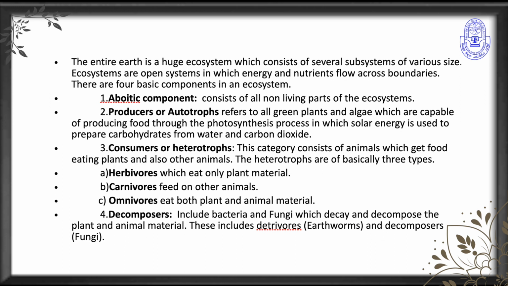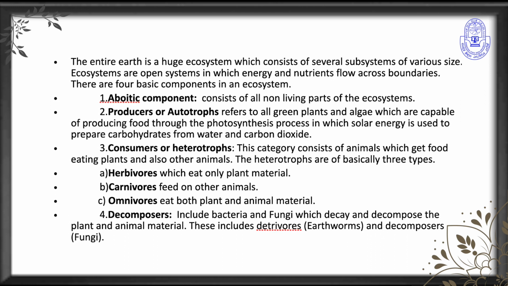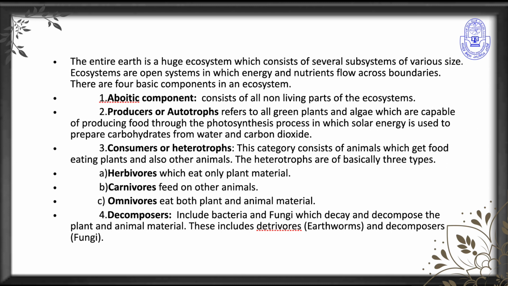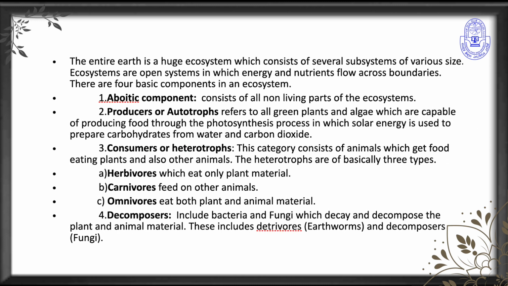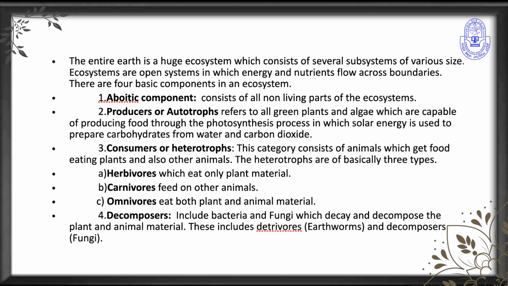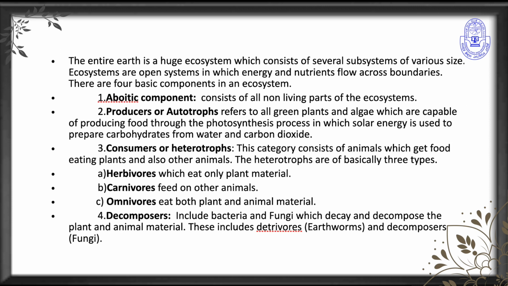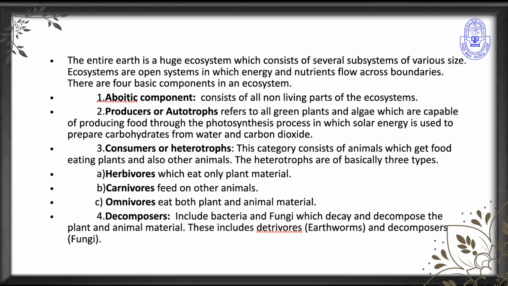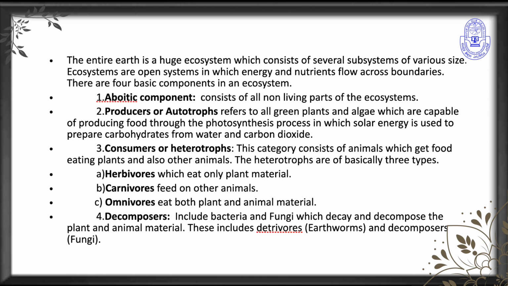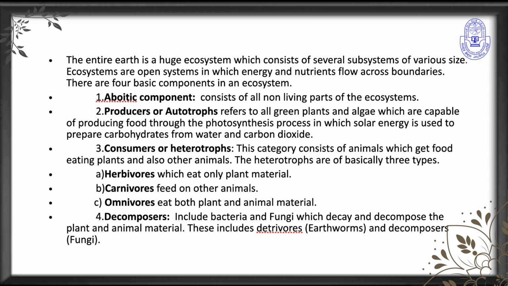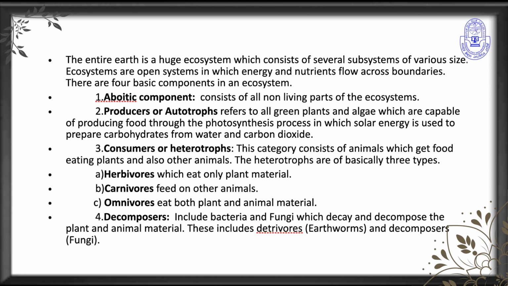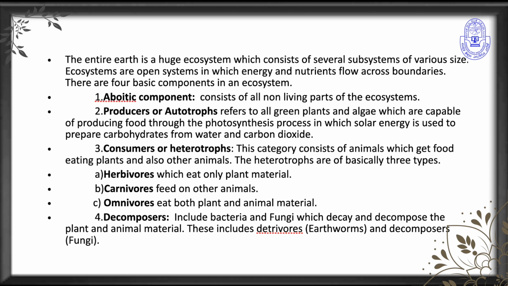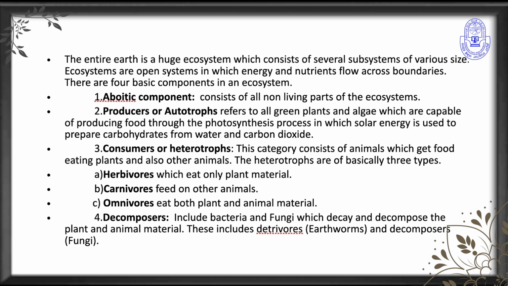The entire Earth is a huge ecosystem which consists of several subsystems of various size. Ecosystems are open systems in which energy and nutrients flow across boundaries. There are four basic components in an ecosystem. They are abiotic component, producers or autotrophs, consumers or heterotrophs, and the fourth one is decomposers. Let us see one by one what they are.